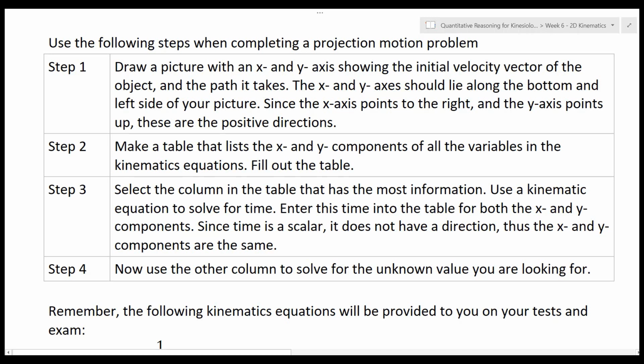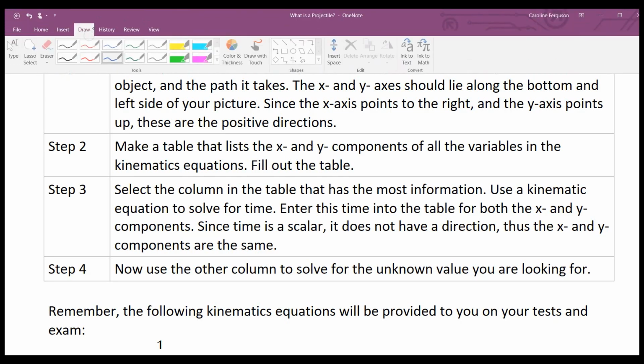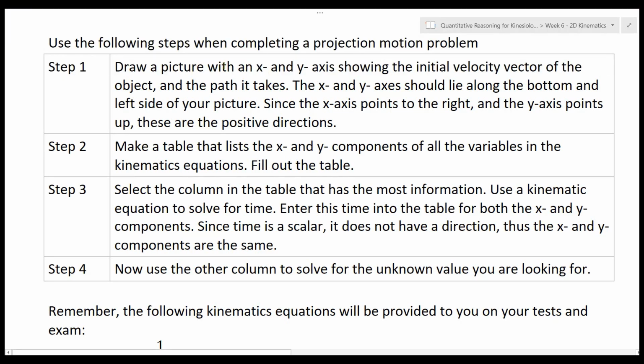All right, so in step 1, the first thing that you want to do is draw a picture. And your picture should have an x and a y axis. So I'm just going to highlight the most important things here. We're drawing a picture. It's going to have an x and y axis showing the initial velocity vector of the object and the path that the object takes, so the trajectory of it, which would look like a parabola.